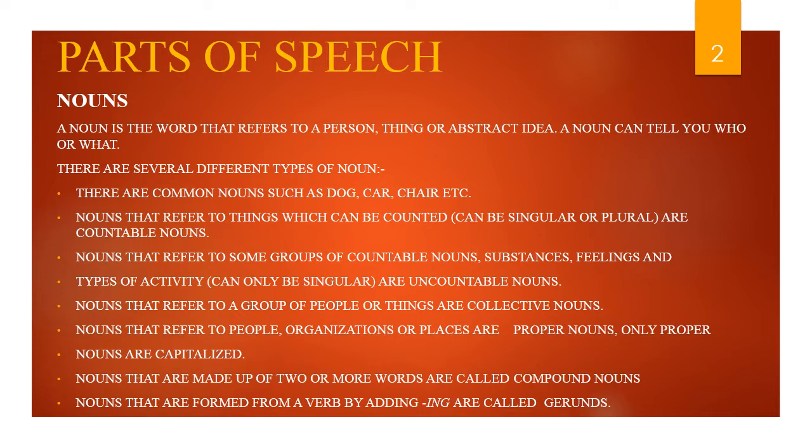Nouns that are made up of two or more words are called compound nouns. While joining two words, for example, foot is a noun, ball is also a noun. When we join these two nouns, we get a third noun, football. Nouns that are formed from a verb by adding ing are called gerunds. For example, play is a verb, but playing will become a noun after the addition of ing.